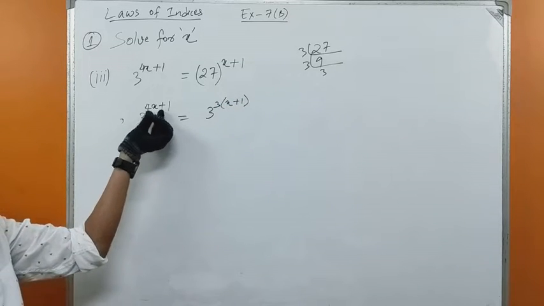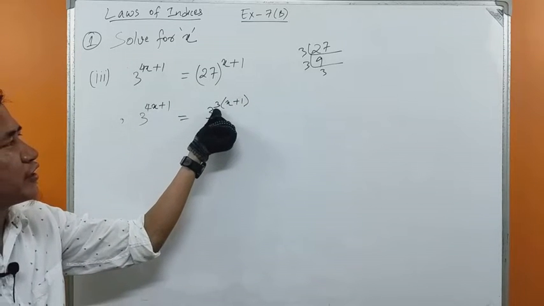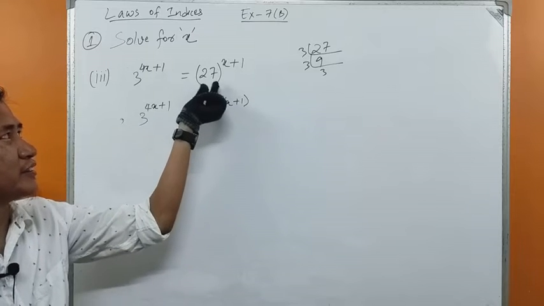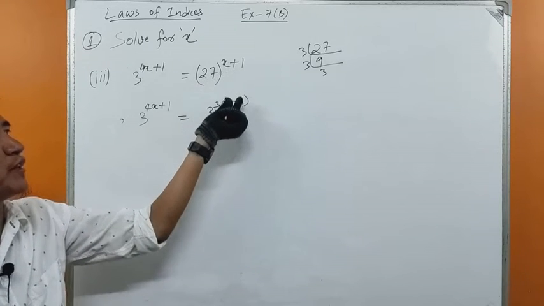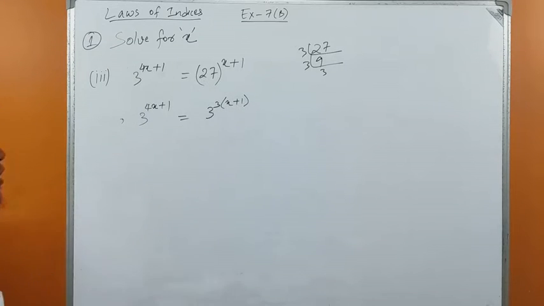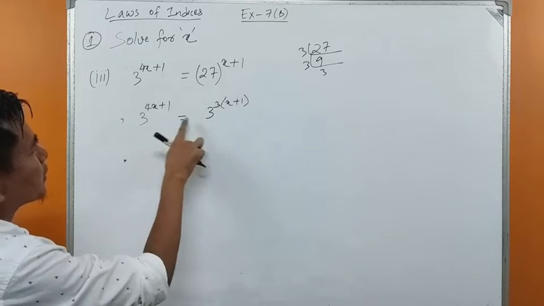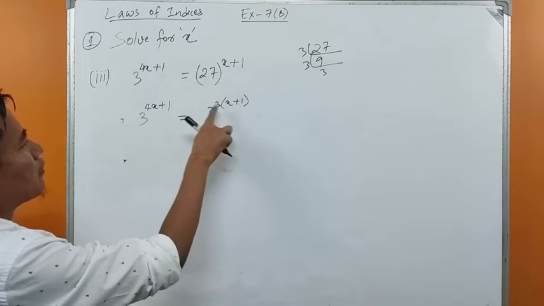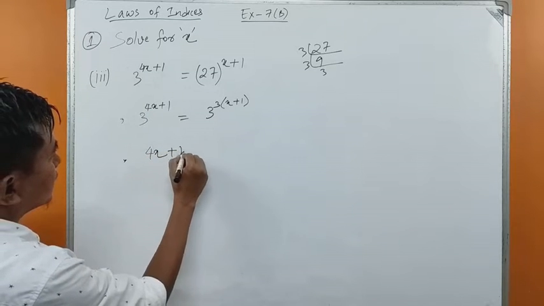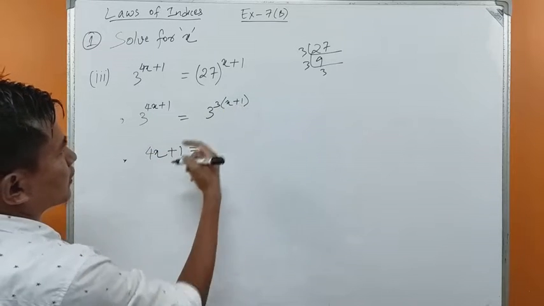3 to the power 4x plus 1, this is in the left hand side. Here instead of 27 I write 3 cubed, and this x plus 1 was already there in the power, isn't it? The power of 27 is x plus 1, so we write x plus 1 as it is. This 27 means 3 cubed. Or since this 3 and this 3, the same bases are equal, so their power should also be equal. So 4x plus 1 equals to 3 into x plus 1, isn't it?